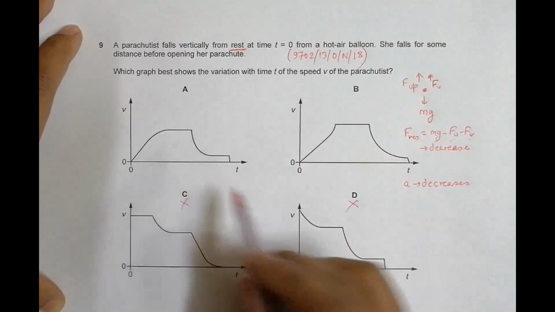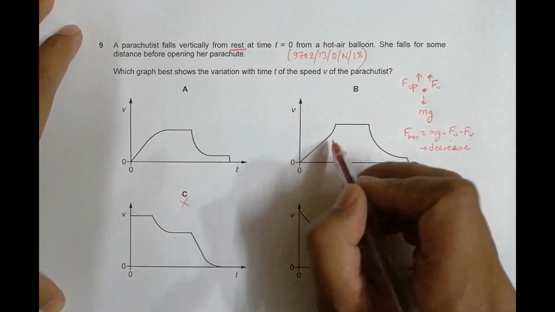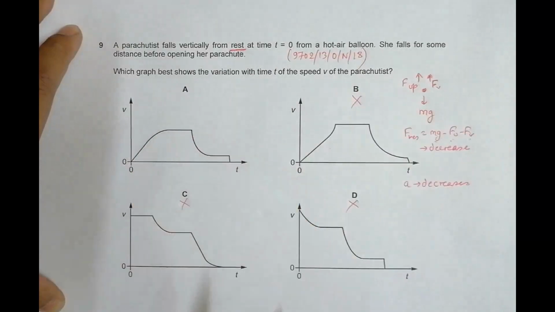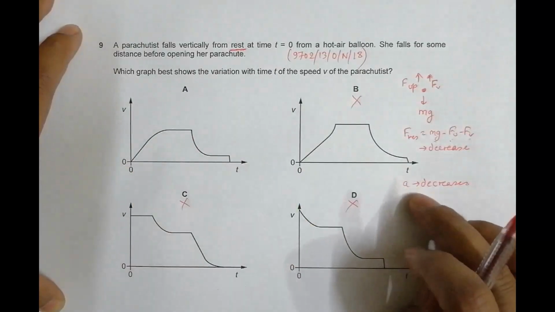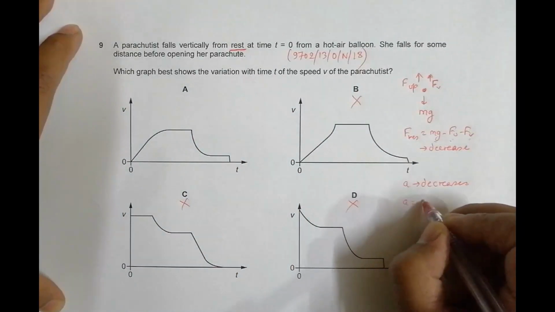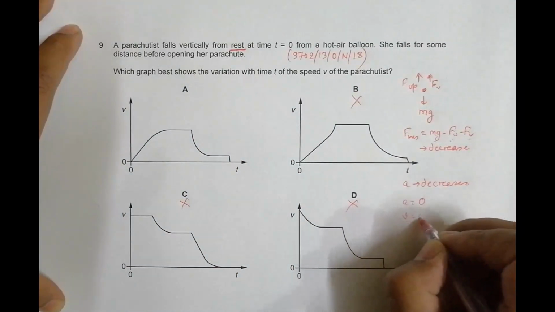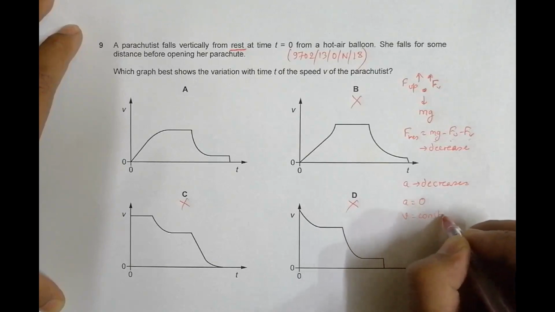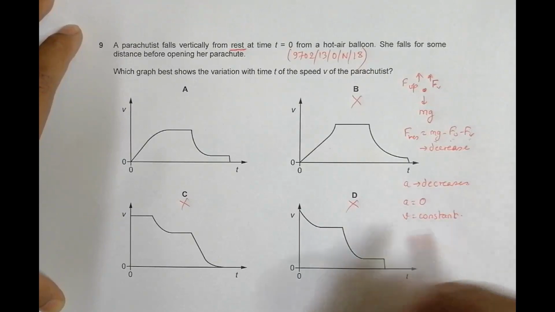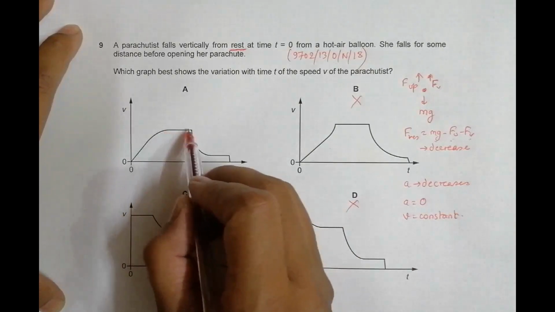If you go through these two graphs, this one does not qualify because it shows an increase in the slope. This shows a decrease, so that's why this one qualifies. And as a goes on decreasing, there comes a state in which a becomes 0. When a becomes 0, v will be constant, and that velocity is called the terminal velocity. So here it's the terminal velocity.